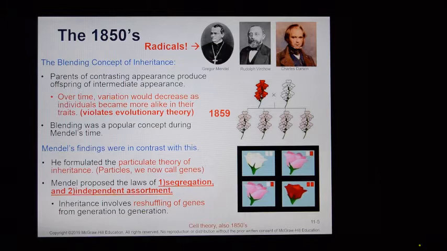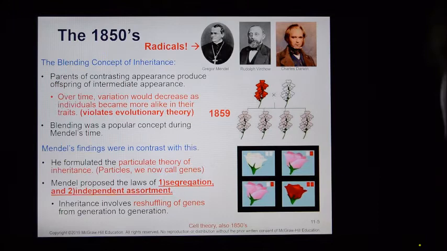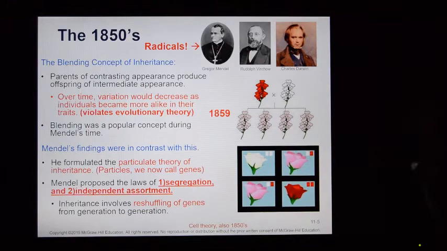And his two main proposals, okay, these two main things were as follows. One, the law of segregation and two, the law of independent assortment. These are the base concepts for how meiotic sexual reproduction takes place, how divisions work, how genetics functions. Okay, segregation and independent assortment.